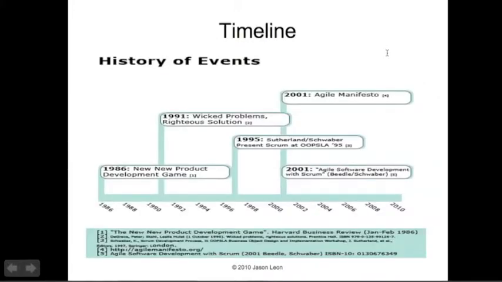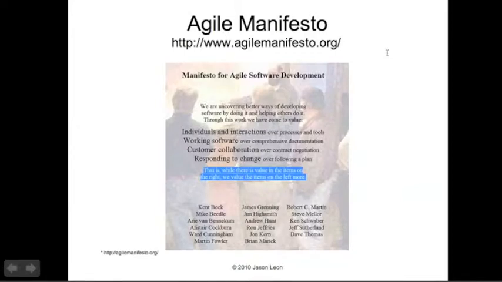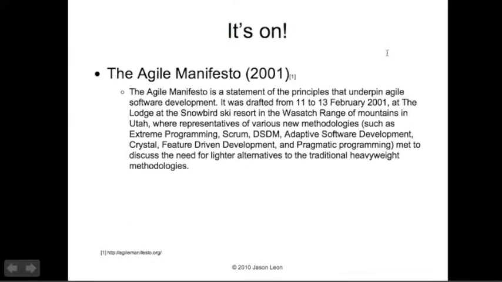Here's a brief history, timeline at least. 1986, New Product Development Game surfaces. 1995, Sutherland and Schwaber give their presentation on Scrum based off of what they've learned from studying new product development and other such works. Then in 2001, the Agile Manifesto, which is a summit where a lot of brilliant programmers and project managers get together. Big names like Kent Beck, Alistair Cockburn, and Ward Cunningham were all there. That's where the tenets, or the tent poles, of what it means to have an Agile project were set in stone.